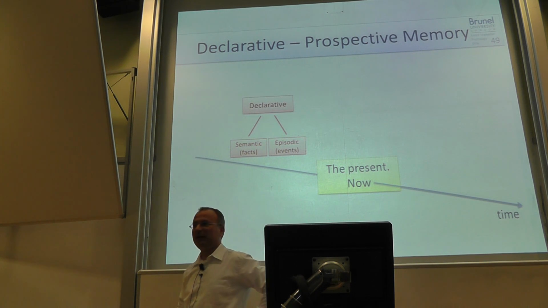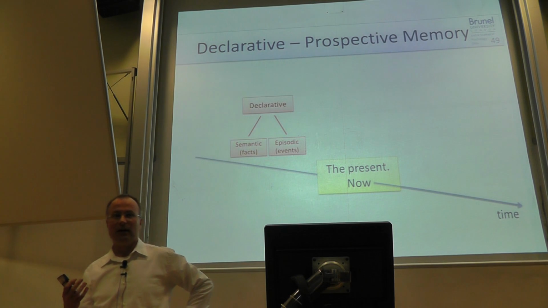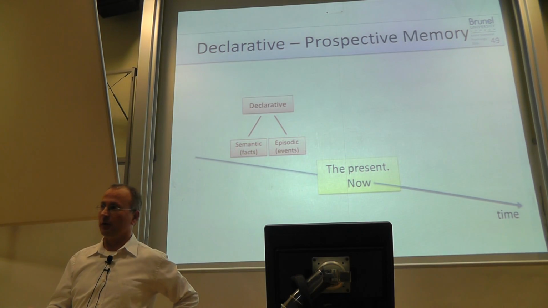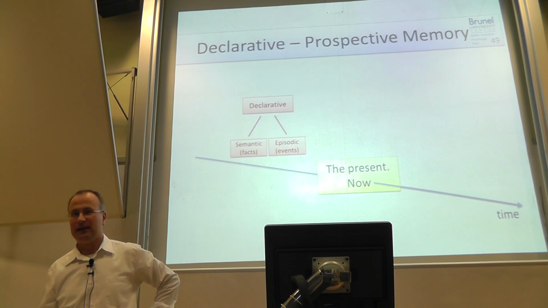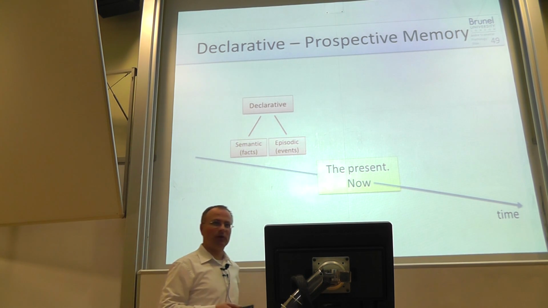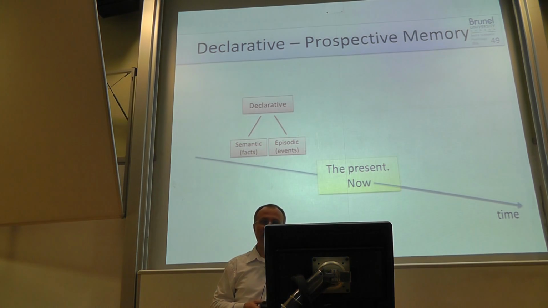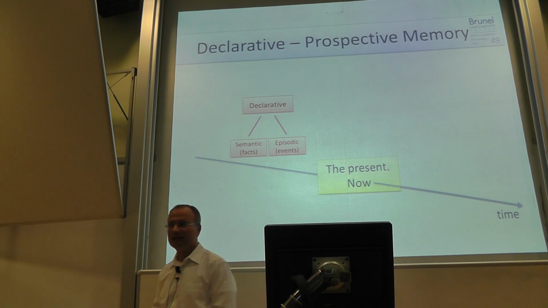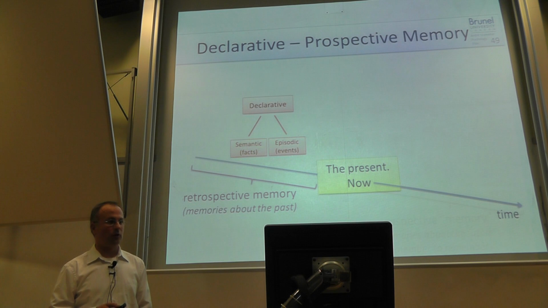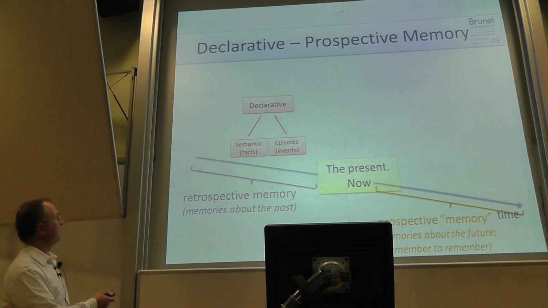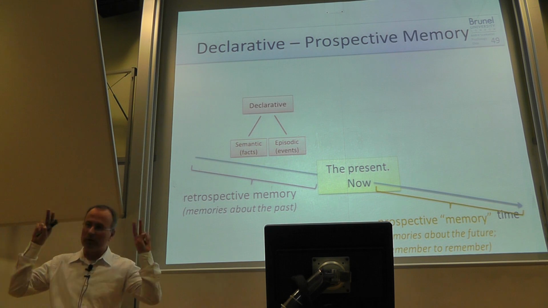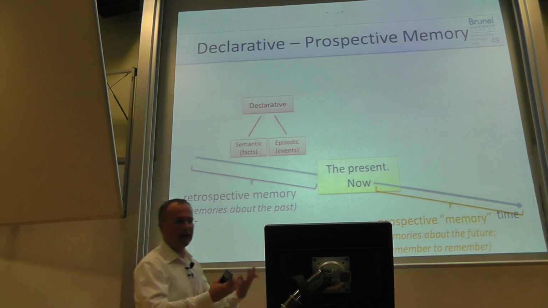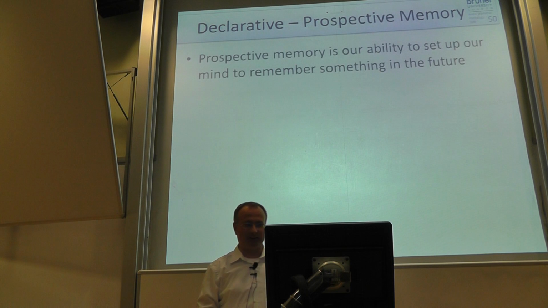Yes. We can set ourselves up to say, oh, I have to do this stuff tomorrow. I have to return a book. I want to watch the TV show tomorrow night. Anybody know what that memory is called? It's called prospective. So this is retrospective memory about the past, and this is memory, in quotation marks, for the future. This is called prospective memory.